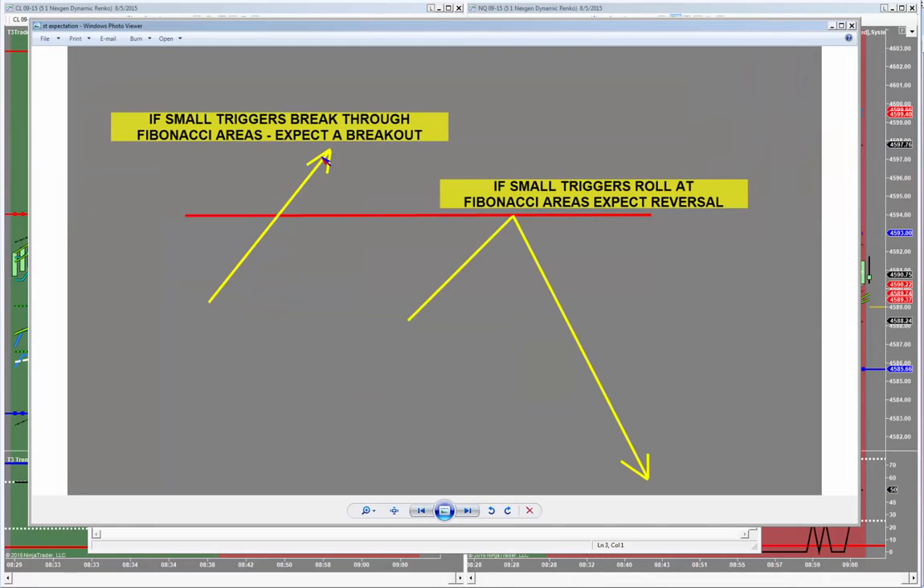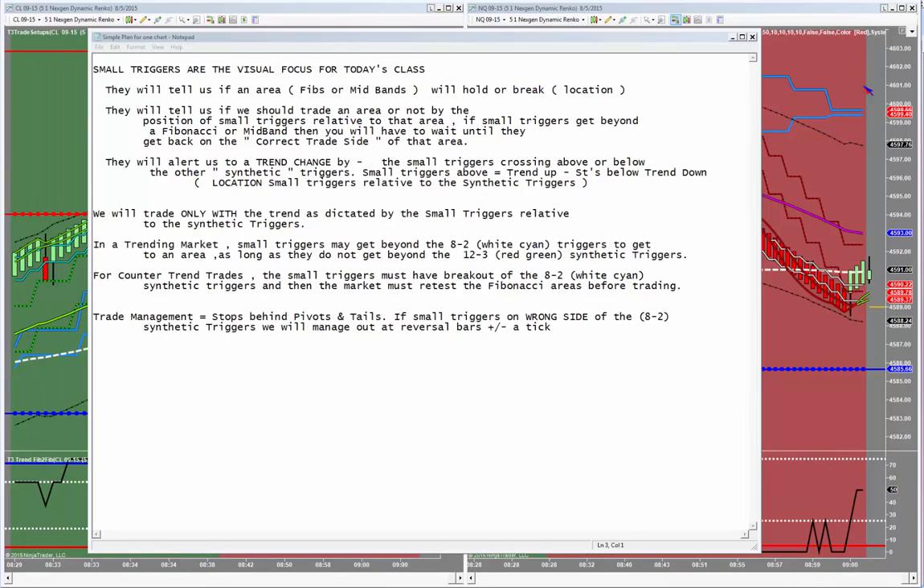If the small triggers break through an area, whether that's Fibonacci areas, support or resistance, or a mid-band, that area has a tendency to break. If the small triggers roll at or below an area, the market has a tendency to reverse at that area. So that's one of the key concepts we're going to look at.